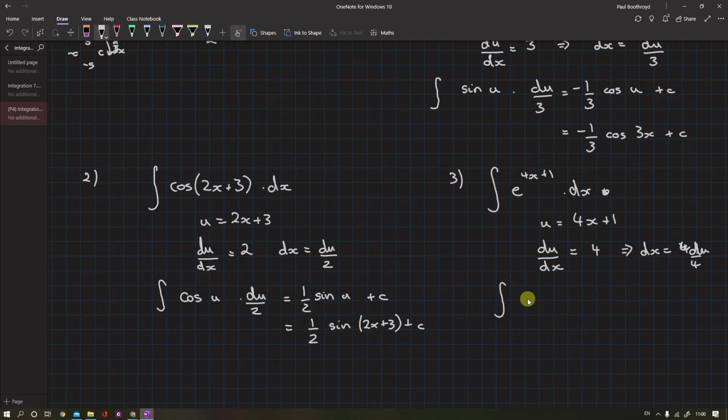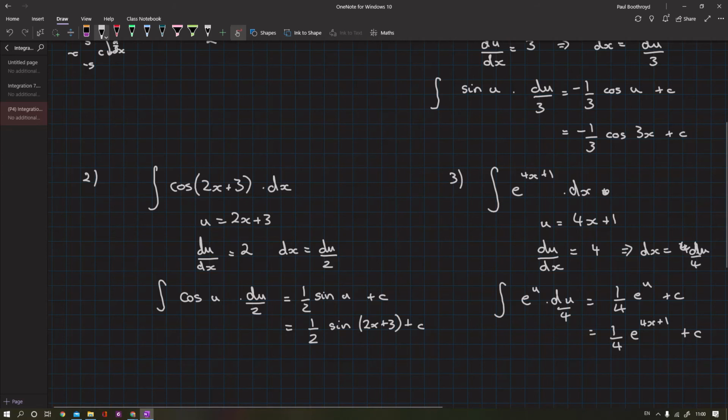So we've now got an integral of e to the u with respect to u over 4. So it's a quarter. E to the u integrates to e to the u by definition, plus a constant. So it's 1/4 e to the 4x plus 1, plus the constant.